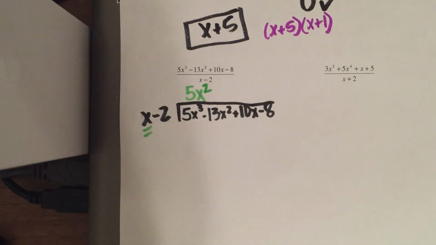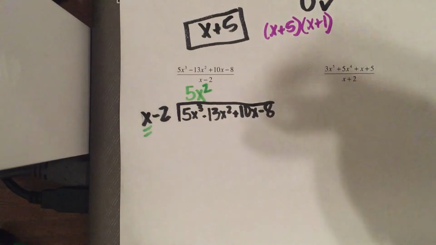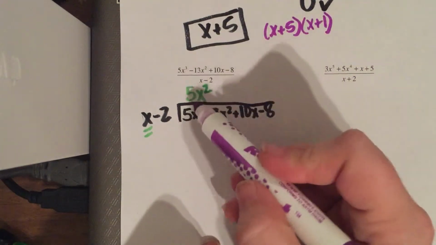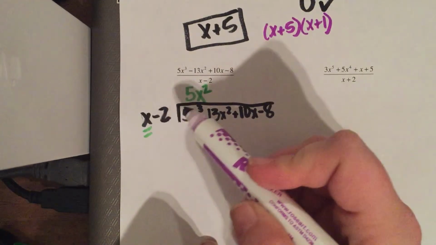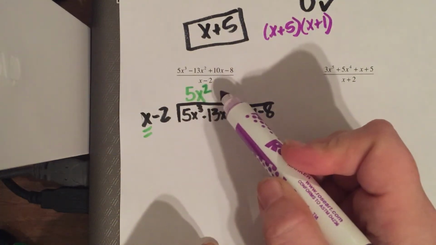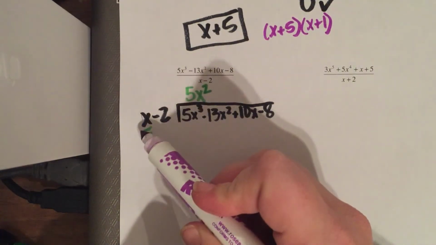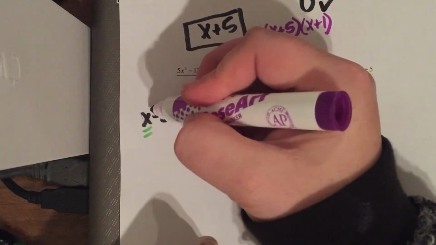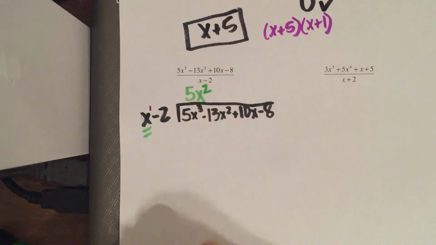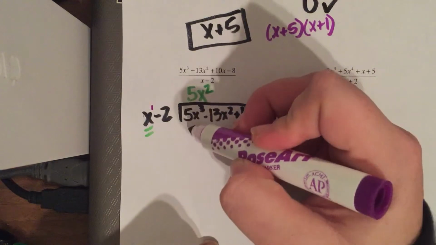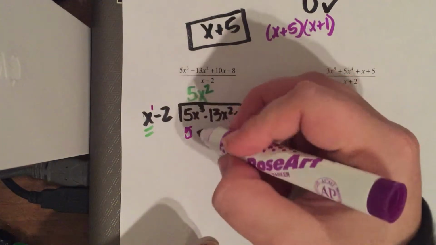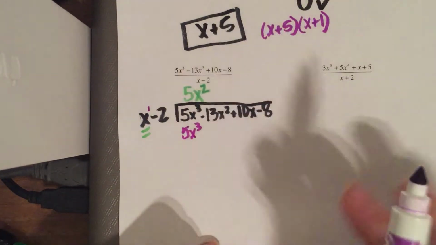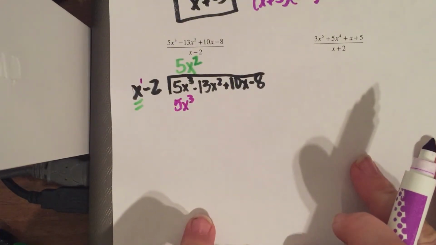What do I do with that 5x squared? I got to bring it down. I got to distribute that 5x squared times each one of these terms. So 5x squared times x, remember that's like having an imaginary 1 right there. So that's going to be 5, and then I add my exponents. 2 plus 1 is 3. So it's going to be 5x to the third.